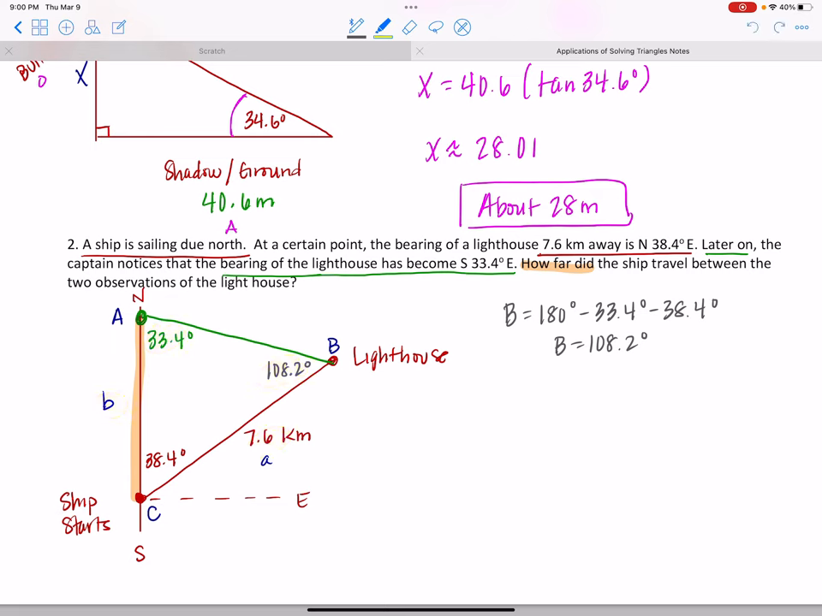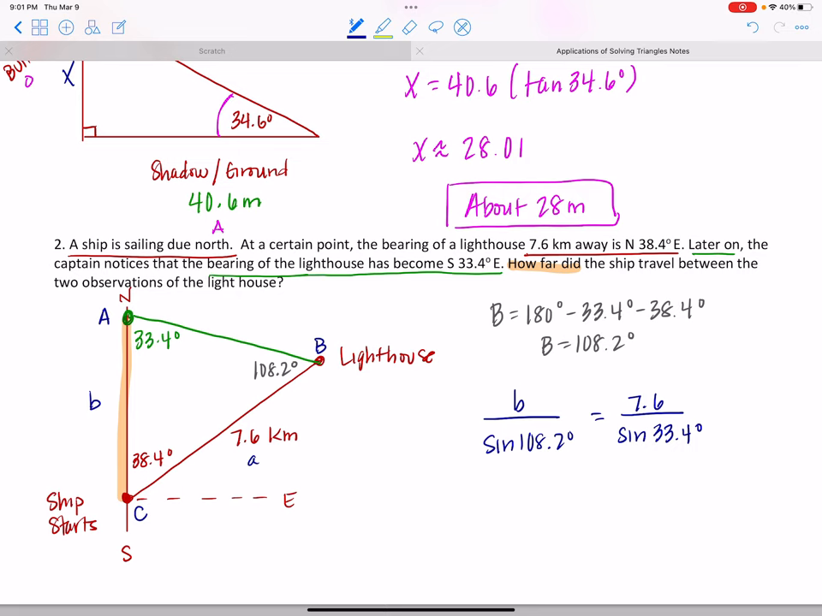So let's do it. Since I'm solving for B, I'm going to put that on the top of my fraction. B over the sine of B, which again is 108.2 degrees, has to equal A, which is 7.6, over the sine of A, 33.4 degrees. Now I'm going to multiply both sides by the sine of 108.2. So B is exactly 7.6 times the sine of 108.2 degrees divided by the sine of 33.4.